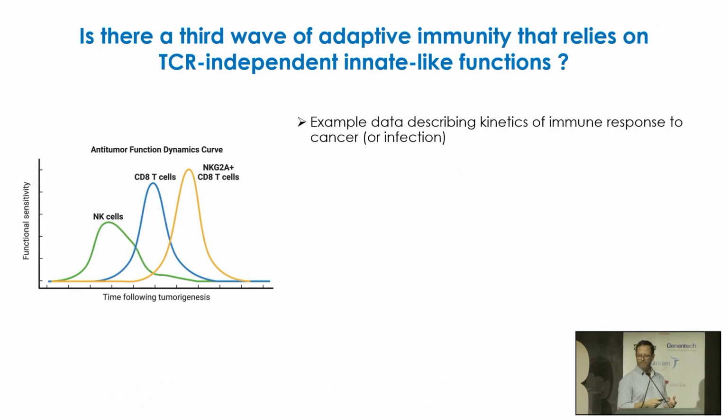So I'm going to wrap this up now. This is making us think that there's somehow a third wave of adaptive immunity that people haven't defined. These NKG2A expressing CD8 T cells are 100% memory T cells.